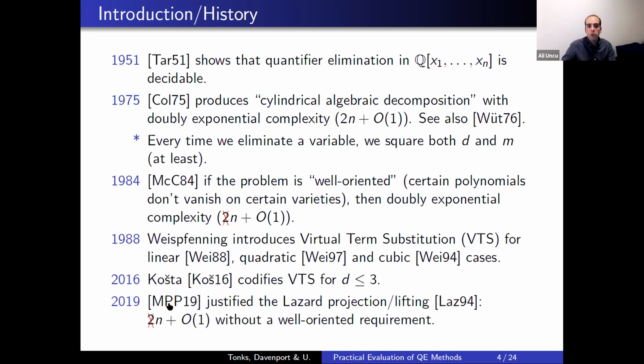One more piece of information here is that McCallum, Parusiński, and Paunescu justified the Lazard projection and lifting, also without the well-orientedness that McCallum needed, and it has the same complexity as McCallum's well-oriented setting. And this is the history coming to today.